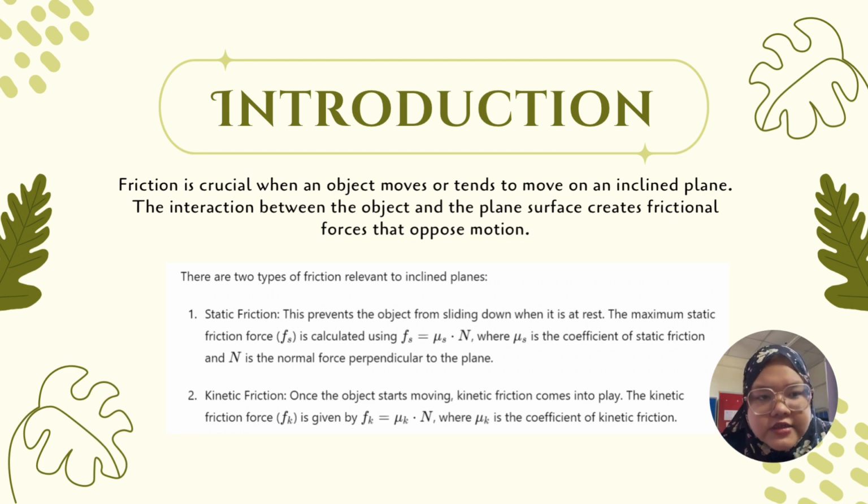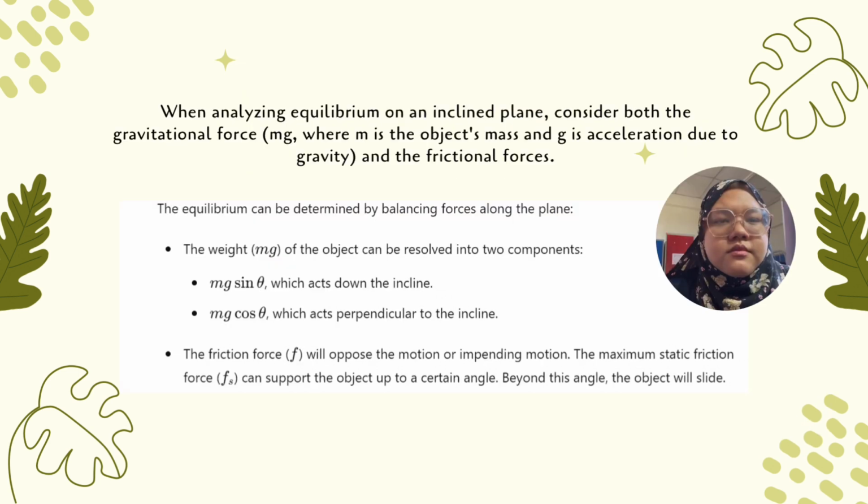of kinetic friction. When analyzing equilibrium on an inclined plane, we consider both the gravitational force mg and the frictional force. The weight mg of the object can be resolved into two components, mg sin theta, which acts down the incline, and mg cos theta, which acts perpendicular to the incline. The friction force F will oppose the motion or impending motion.